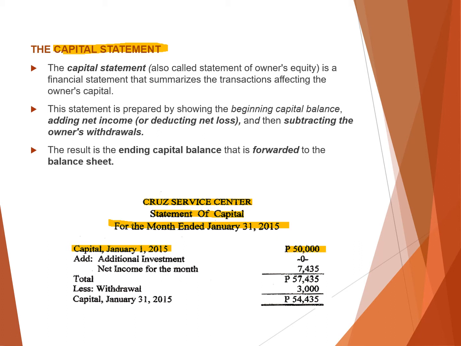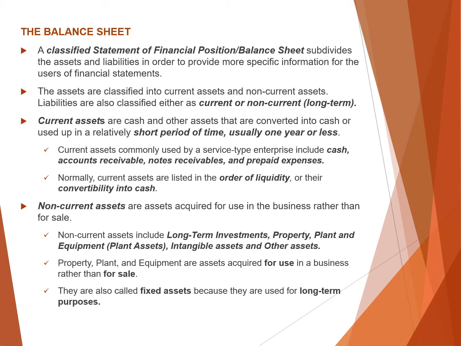So, the beginning balance is 50,000. Itong ina-add dyan, additional investment. Dito sa illustration na to, zero siya kasi wala naman in-invest yung owner. Pero kung maka-encounter kayo ng problem wherein nagbigay ng additional investment yung owner, ilalagay niyo dito yon. Okay? And then the net income for the month, which is computed in the statement of income or income statement. That is 7,435. You have to get the total. And ang binabawas natin dito ay withdrawal. Okay, less 3,000. So now you get the capital end, which is 54,435.